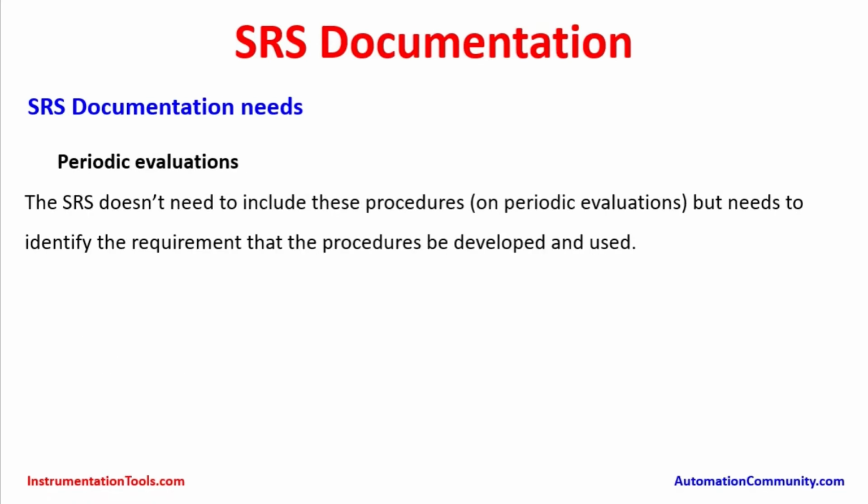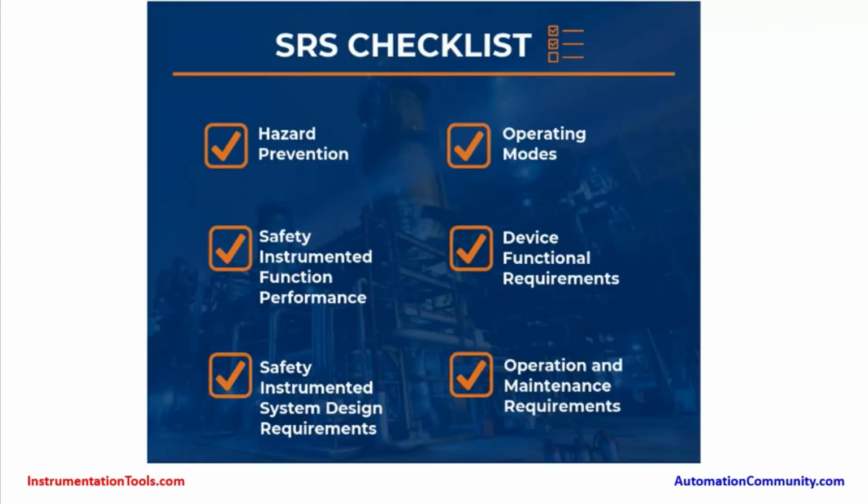And periodic evaluation. The SRS does not include these procedures or periodic evaluations, but needs to identify the requirement for the procedures to be developed. The periodic evaluations like proof testing and visual inspection need not be exclusively mentioned in the SRS form, but it needs to give a reference to some other documentation which will give the proof testing requirement, visual inspection requirement, etc. Okay, these are the different checklists of the safety requirement specification form.